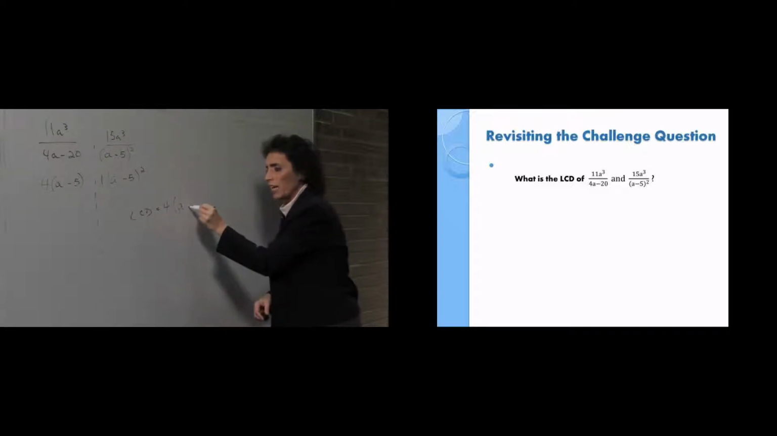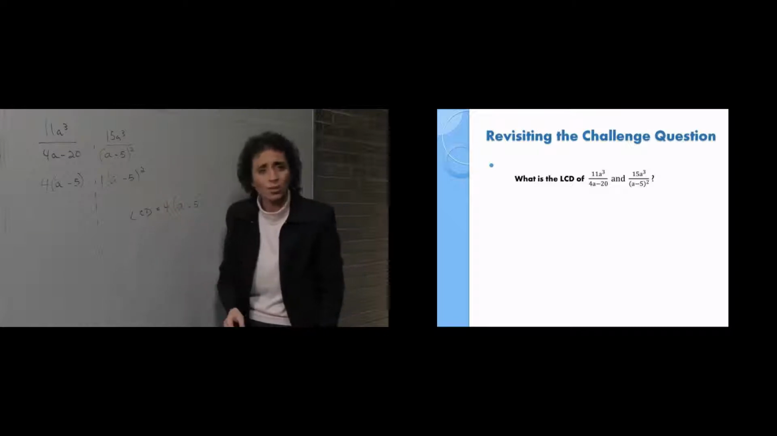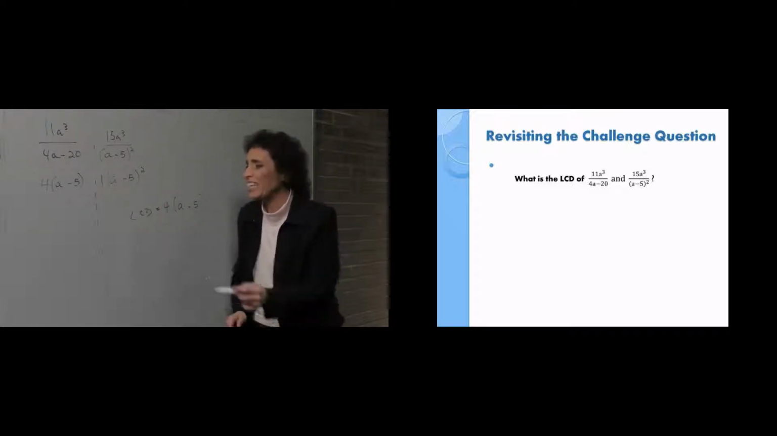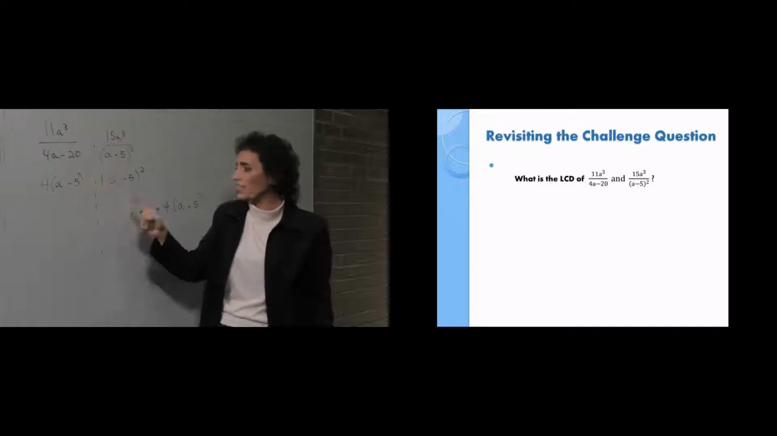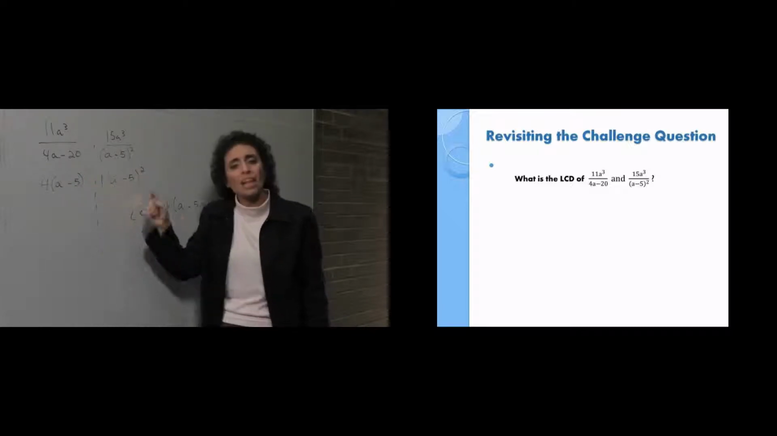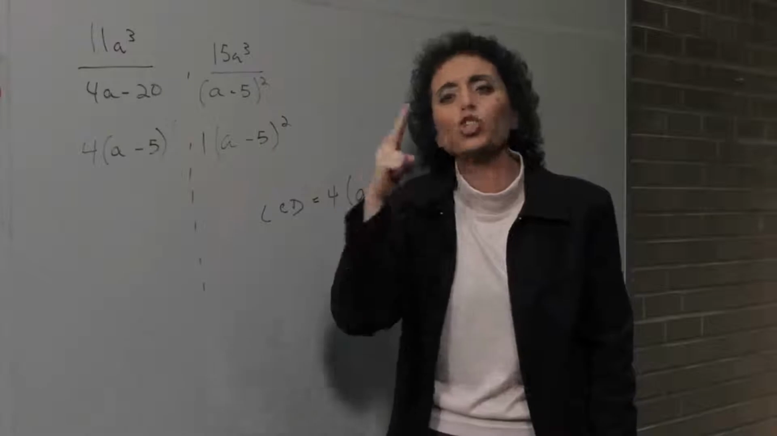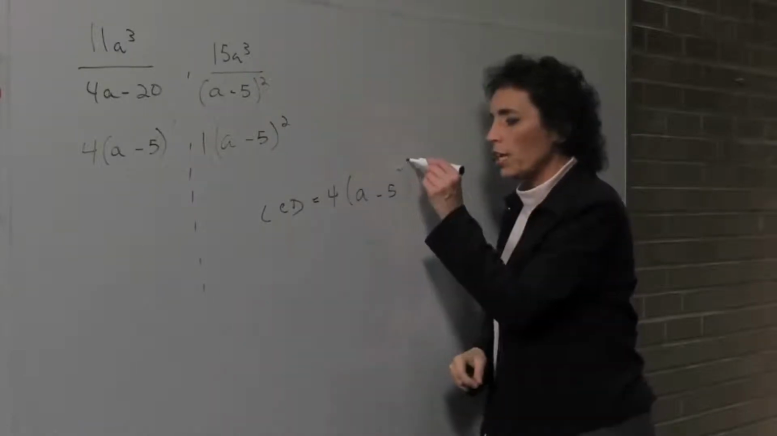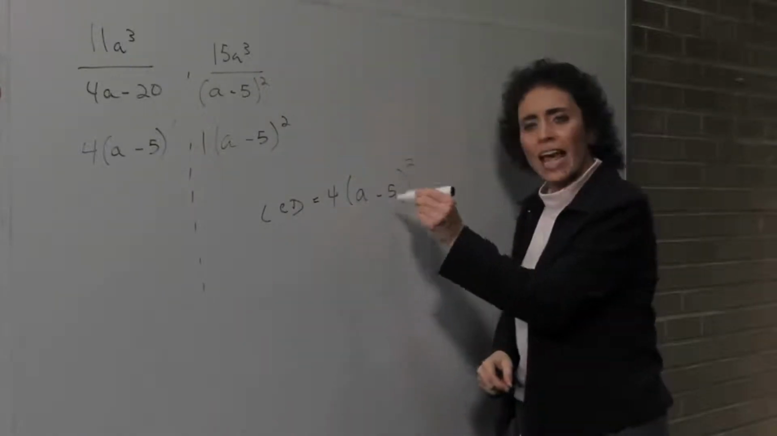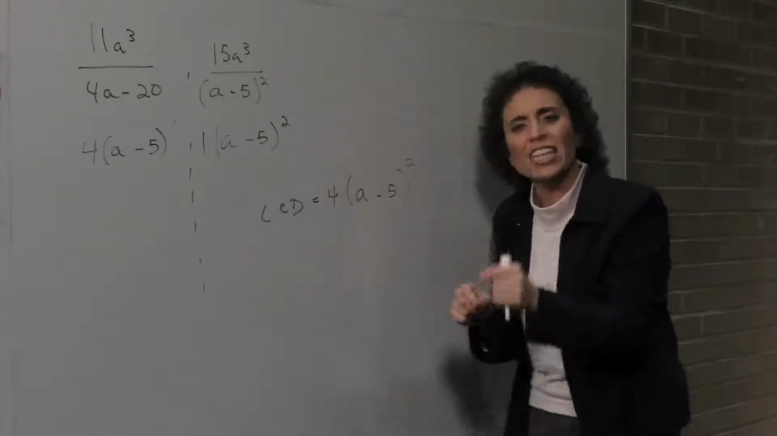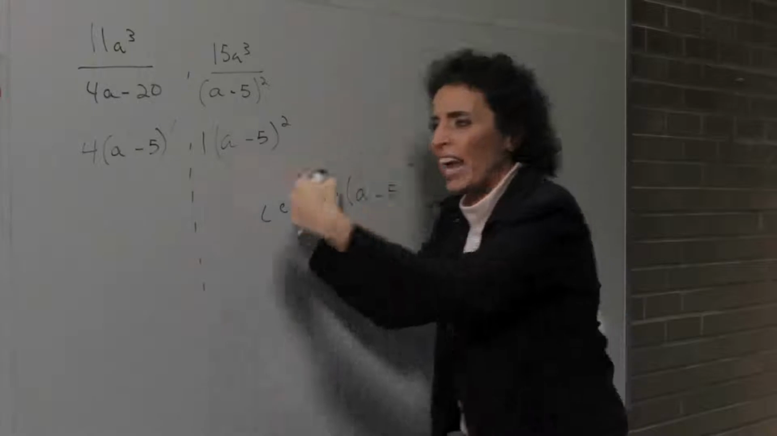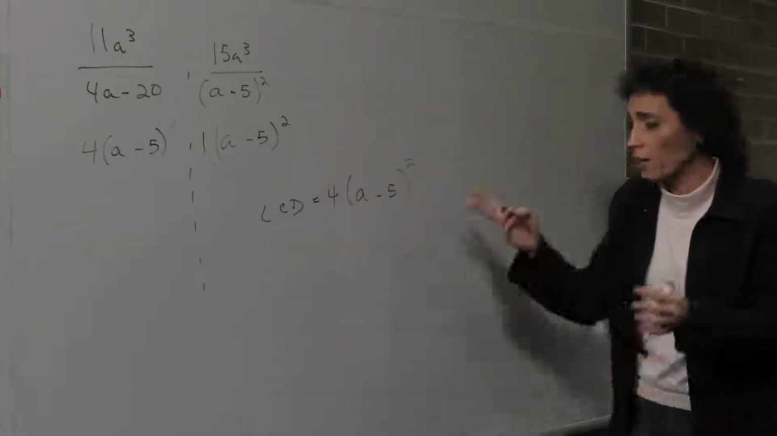Now, I definitely need an a minus 5 because I see it as a factor. We just have to determine how many times we need a minus 5. I see a minus 5 once here and twice here. The biggest amount of times I see it is twice. So the LCD is 4 times the quantity a minus 5, squared. The largest amount of times you see it in any one denominator. You do not add those. And that's how you find the LCD.